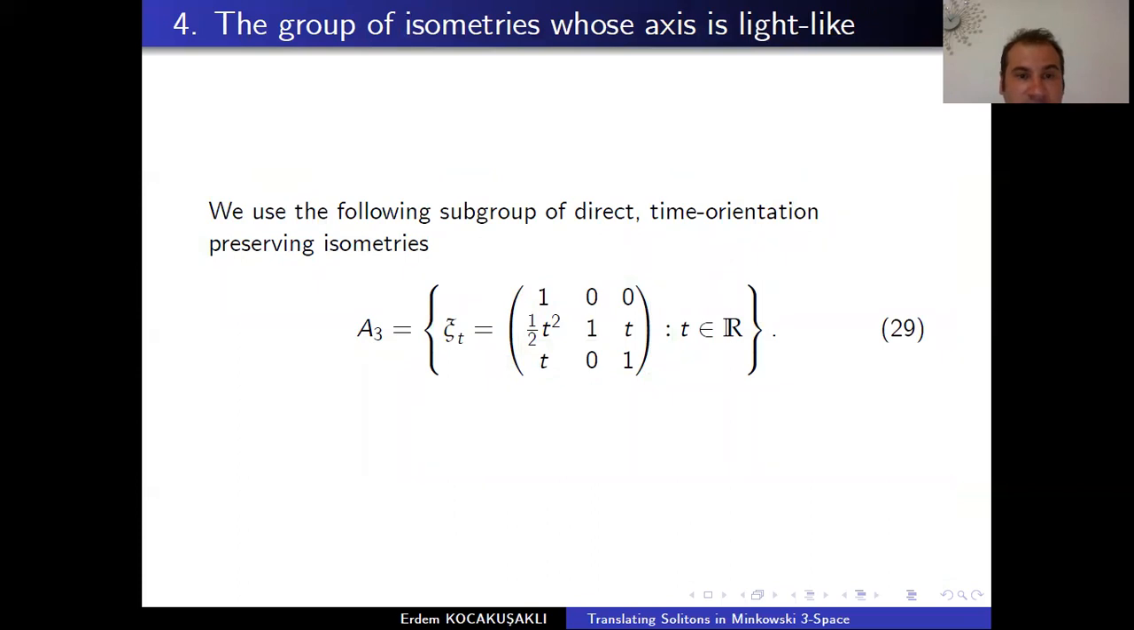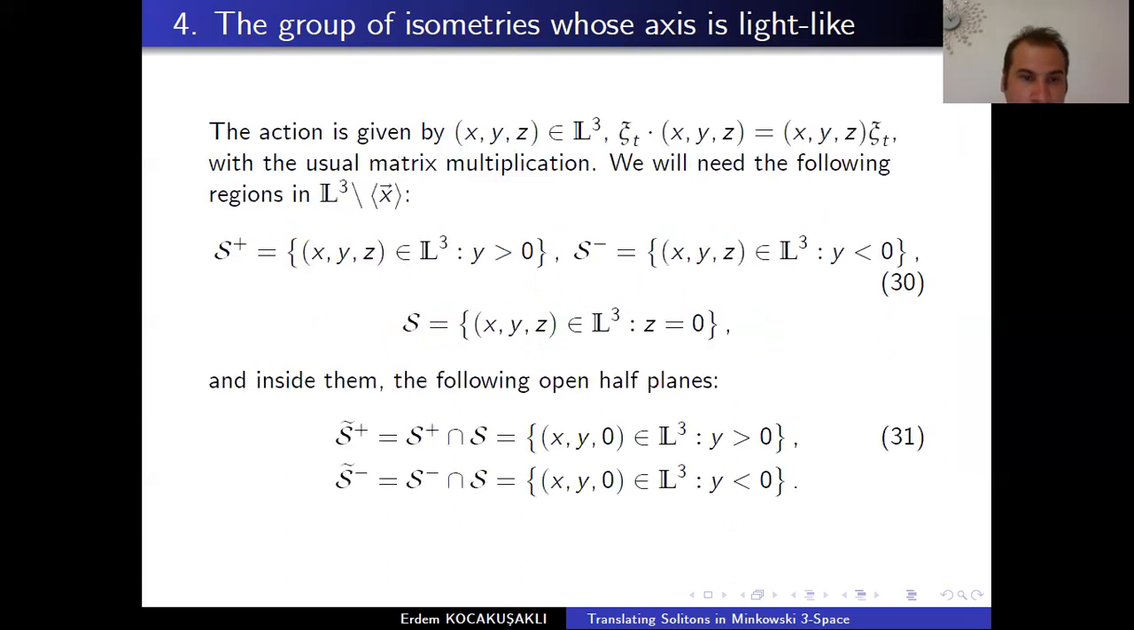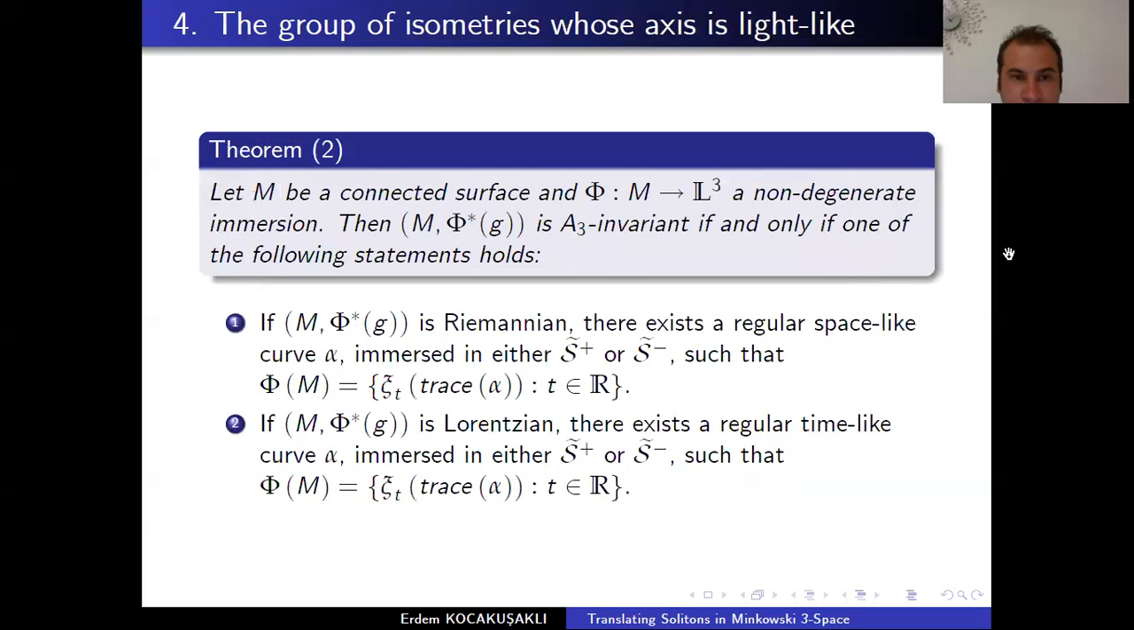Now, let's consider the following subgroup of direct, time-orientation preserving isometries given in expression 29. And let's consider the usual matrix multiplication. For the next theorem, we need the following regions given in expressions 30 and 31. Now, let's give this theorem.